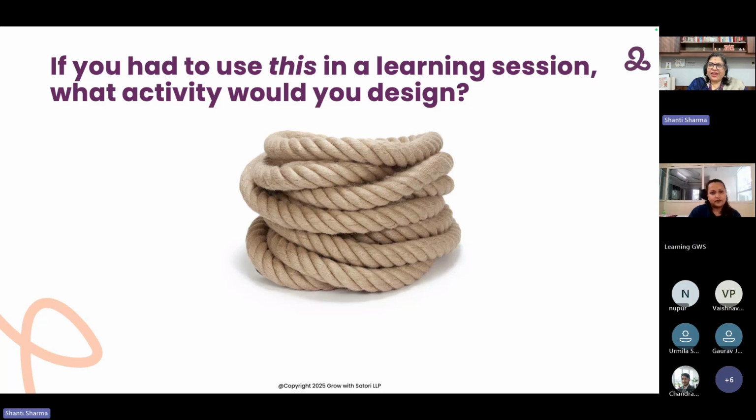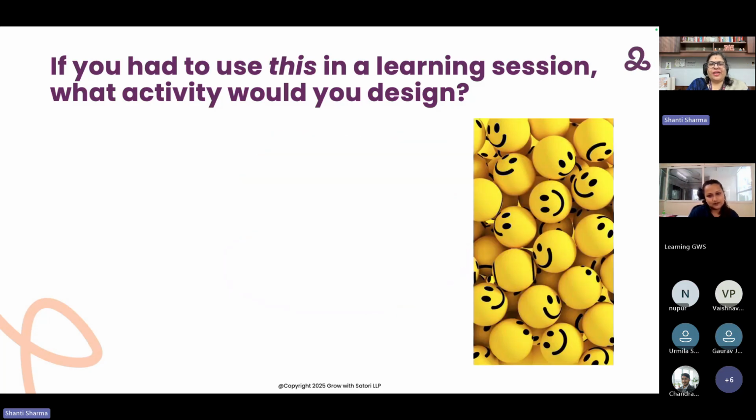Brilliant. And the idea is to cook up activities to see how creative we can get with what we see on the screen. All right, moving ahead. Last one. Yes, Urmila.